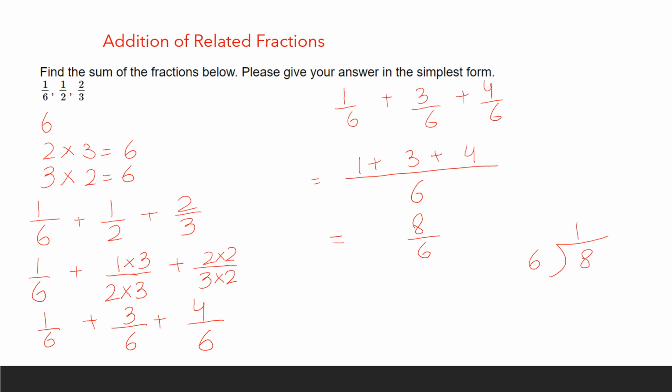So I will go with 6 times 1 is 6. When I subtract 6 from 8, I will be left with 2. So in order to write it in the simplest form, it will be 1 whole and 2 by 6. That is the simplest form of this fraction.